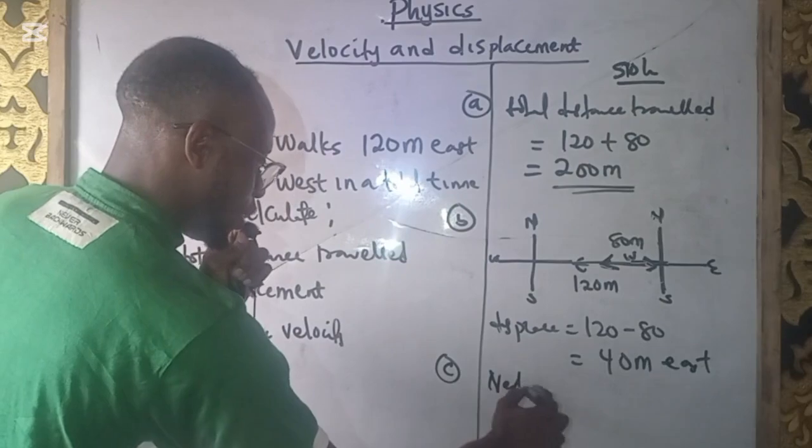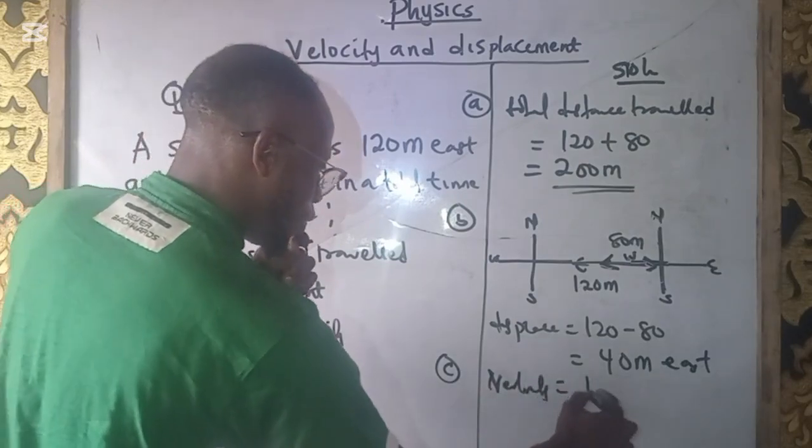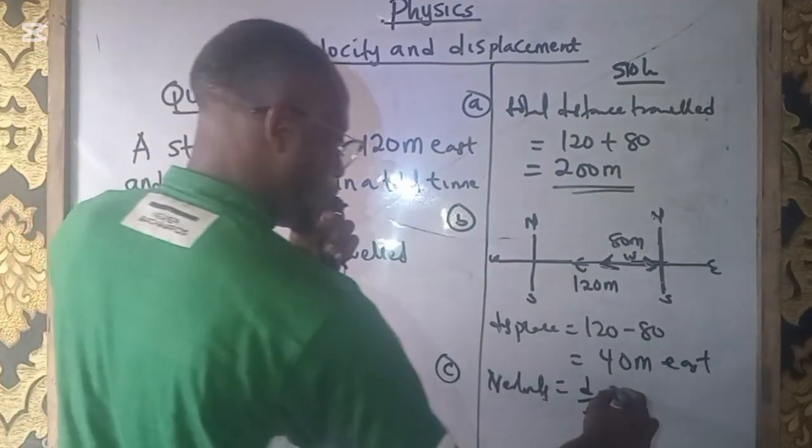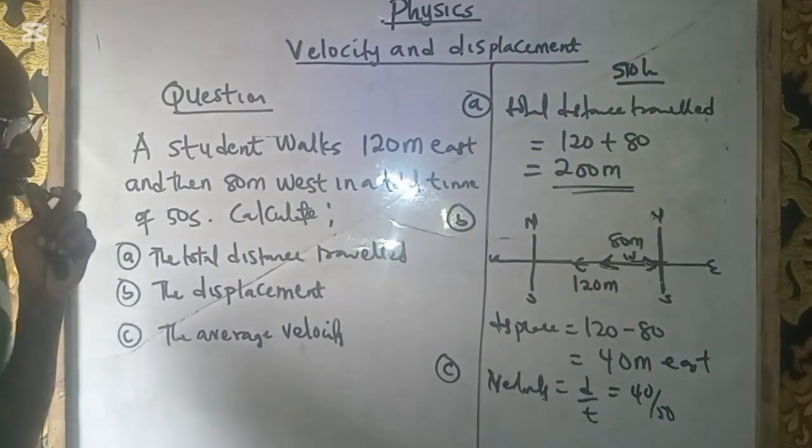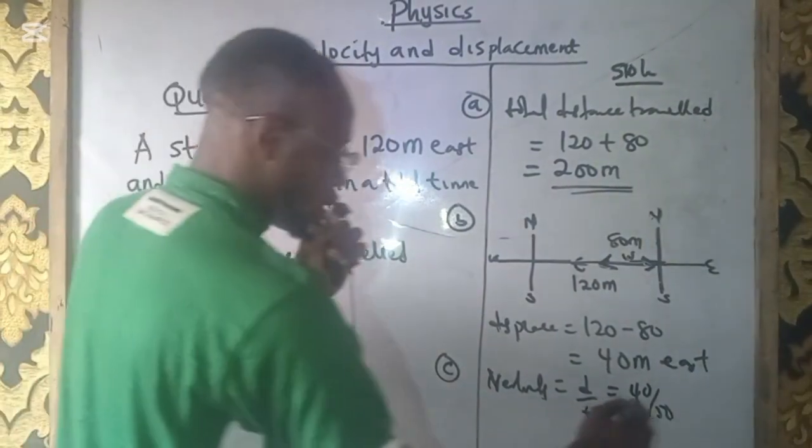All right. The last one, part C, says we should find the average velocity. Of course, velocity, we said is what? Displacement over what? Time. Don't forget that. So what's our displacement? 40 over 50. Because our time is what? 50 seconds. So when you divide this, what are you supposed to have?